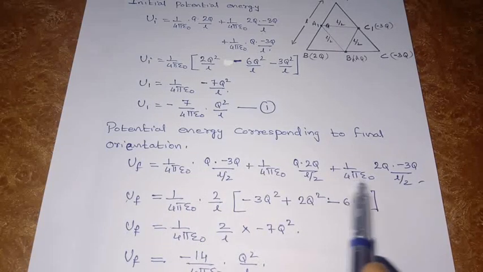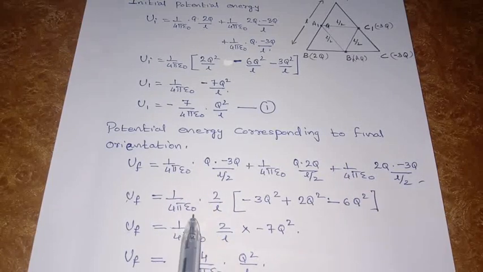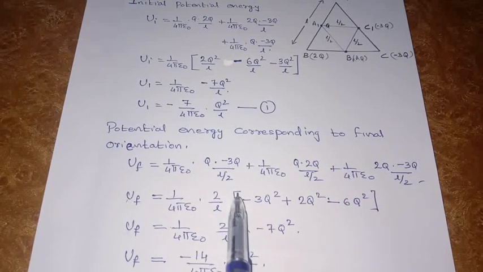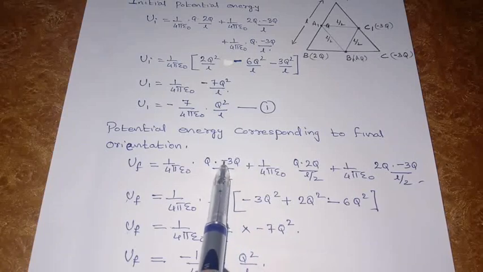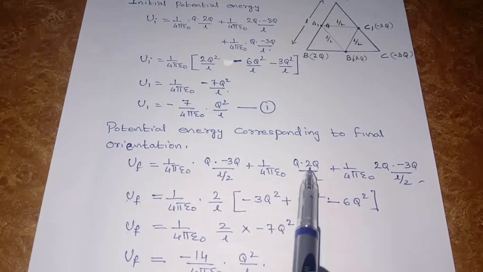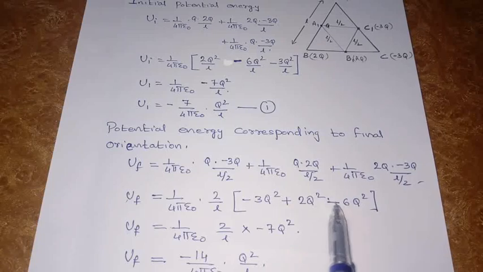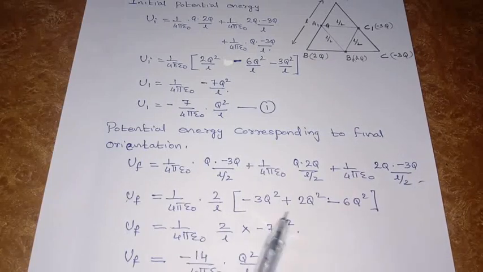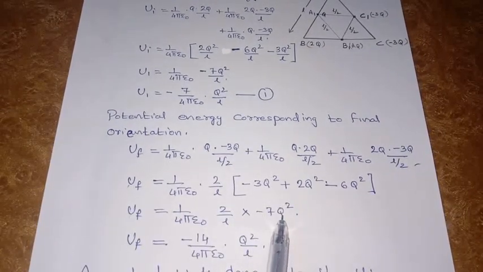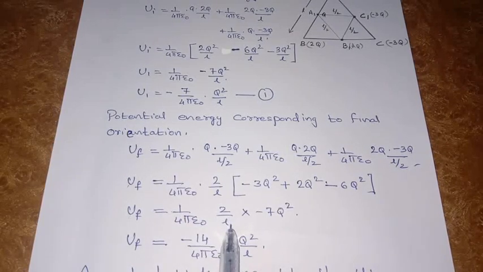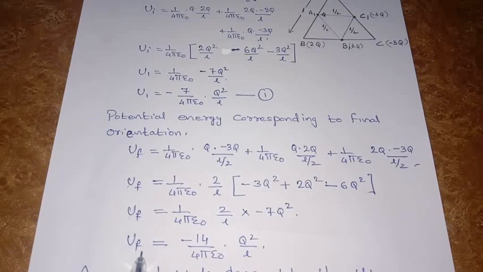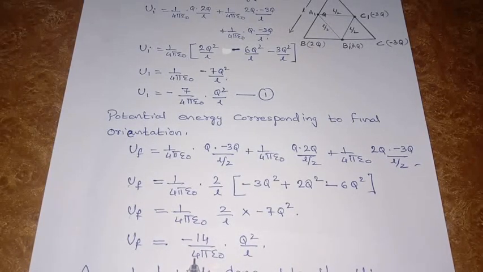So that will be common everywhere. So 1 by 4 pi epsilon 0 into 2 by L can be taken out. And what remains in the bracket is minus 3Q square plus 2Q square minus 6Q square. So that will be minus 7Q square. So altogether 1 by 4 pi epsilon 0 into 2 by L into minus 7Q square. That means potential energy final is equal to minus 14 divided by 4 pi epsilon 0 Q square by L. Put as equation number 2.